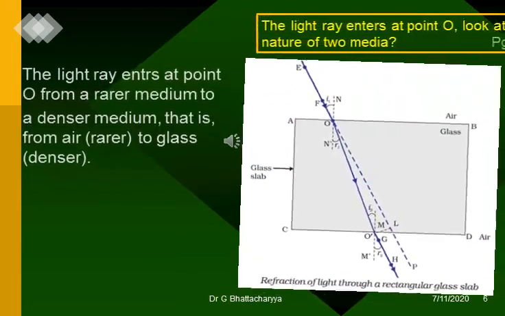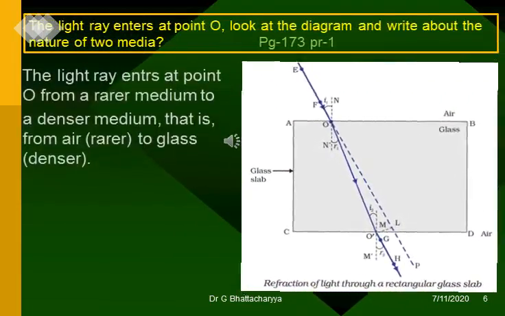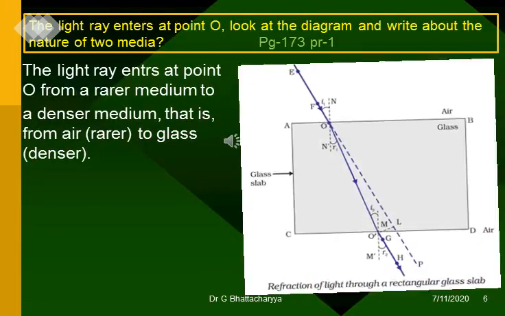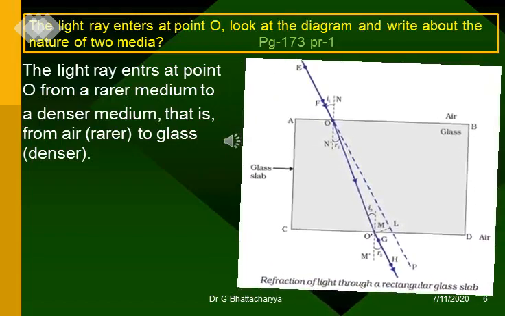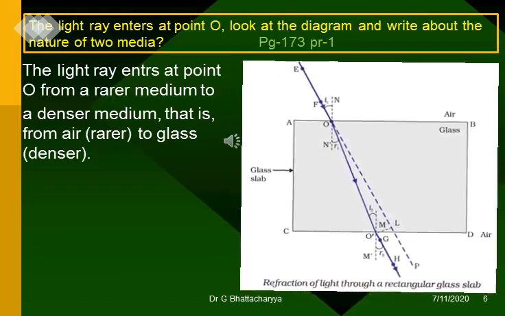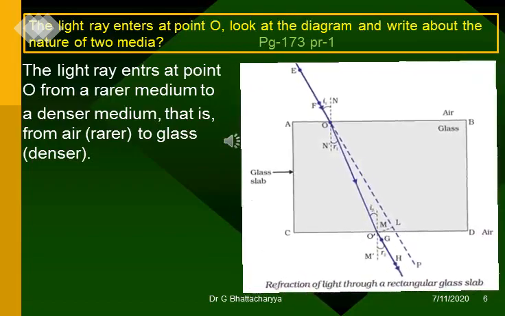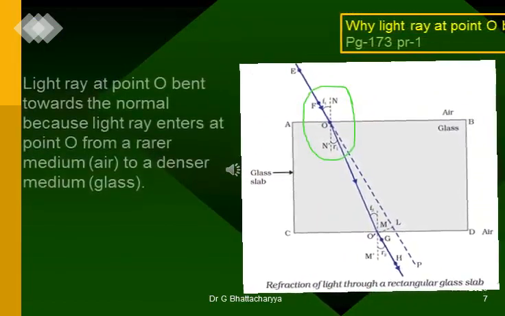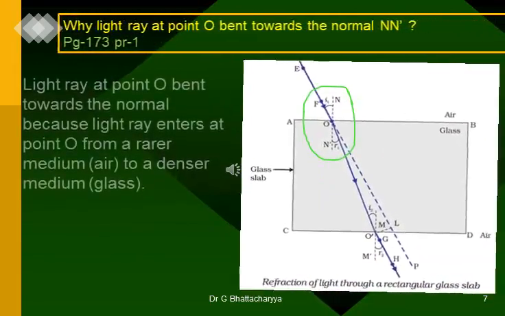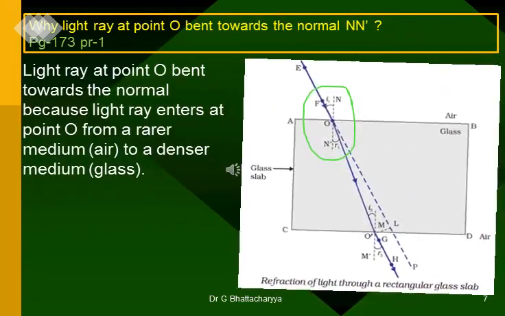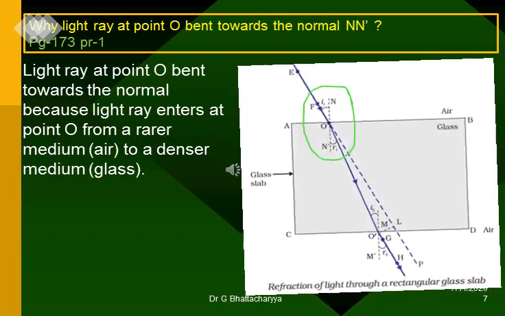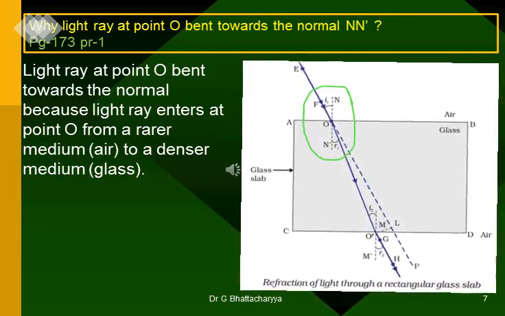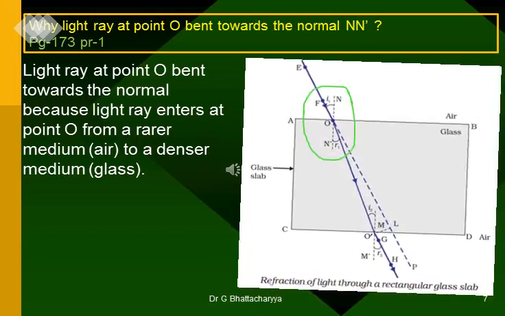The light ray enters at point O. Look at the diagram and write about the nature of two media. The light ray enters at point O from a rarer medium to a denser medium, that is, from air, which is rarer, to glass, which is denser. Why does the light ray at point O bend towards the normal N dash? The light ray at point O bends towards the normal because the light ray enters at point O from a rarer medium, which is air, to a denser medium, which is glass.